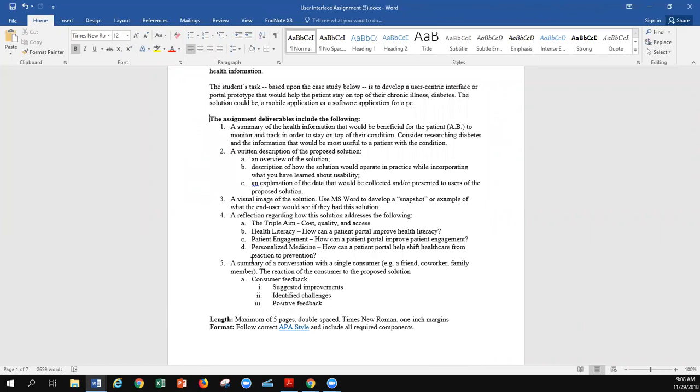Lastly, the fifth part of this assignment is I would like you to have a conversation with another person. It could be a friend, a coworker, a family member, and I want you to share your portal, your prototype with them, and gather their feedback and their reaction to your proposed solution. Ask them what they would suggest to improve it, what challenges they see, and of course any positive feedback that they might have on your portal.